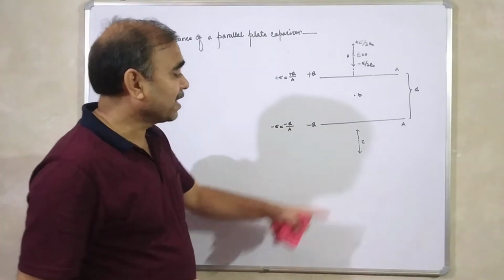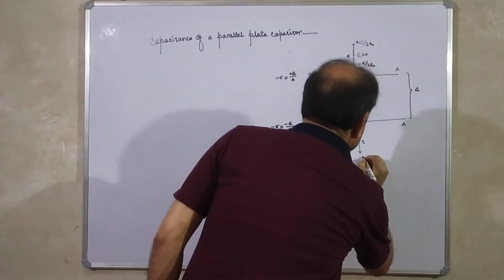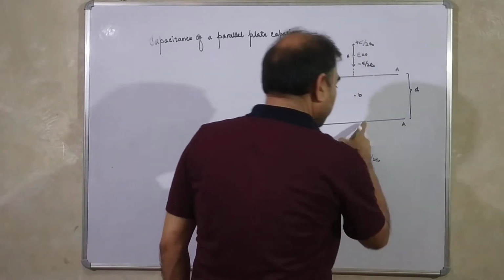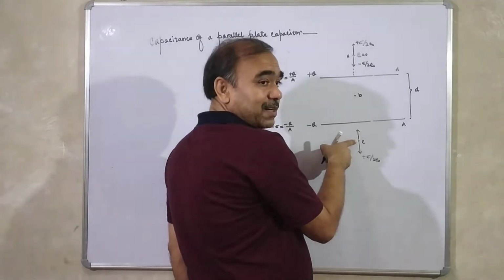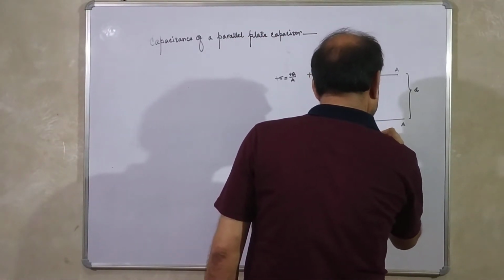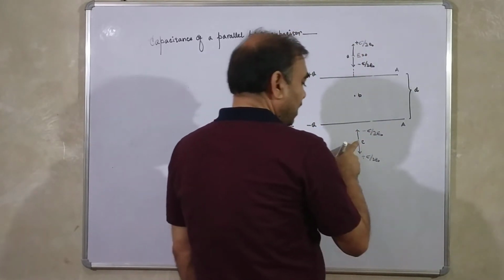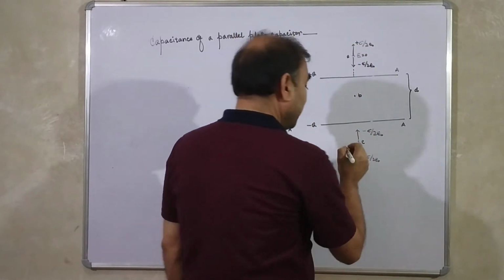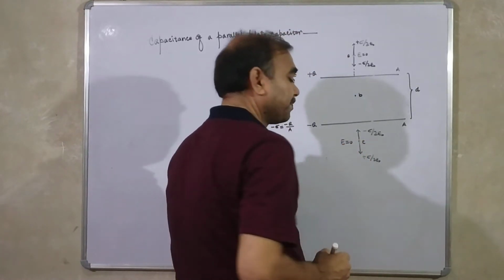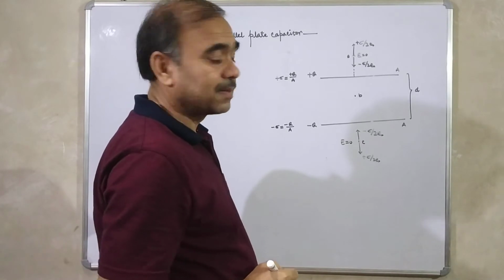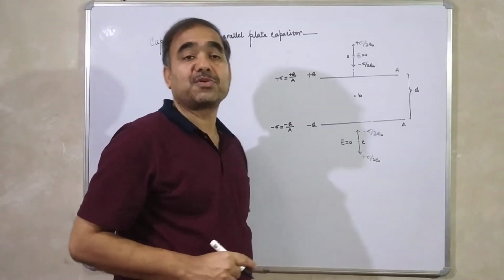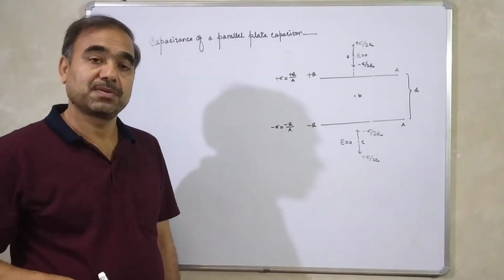So the electric field due to the positive plate is plus sigma by 2 epsilon naught, and due to this negative plate at point C, the electric field is minus sigma by 2 epsilon naught. Therefore, the electric field at point C will be 0. E will be 0. Right? The electric field at points A and C, which are exterior to the plates of the capacitor, is 0.